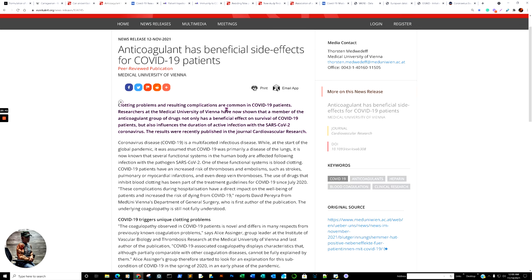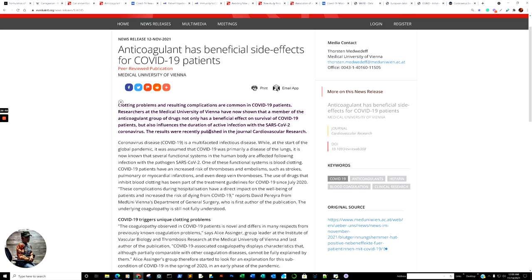Clotting problems and resulting complications are common in COVID-19 patients. Researchers at the Medical University of Vienna have now shown that a member of the anticoagulant group of drugs not only has a beneficial effect on survival of COVID-19 patients, but also influences the duration of active infection with the SARS-CoV-2 coronavirus.